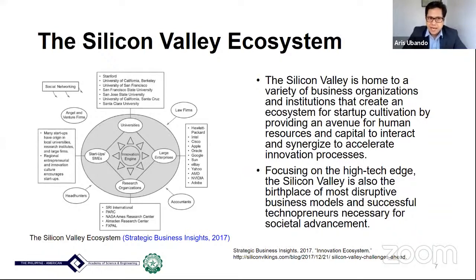And in this slide, we would see the Silicon Valley ecosystem, where Silicon Valley is home to a variety of business organizations and institutions that create an ecosystem for startup cultivation by providing an avenue for human resources and capital to interact and synergize to accelerate innovation processes. Focusing on high-tech edge, the Silicon Valley is also the birthplace of most disruptive business models and successful technopreneurs necessary for societal advancement.